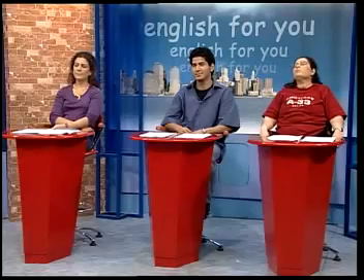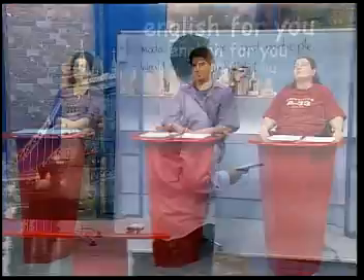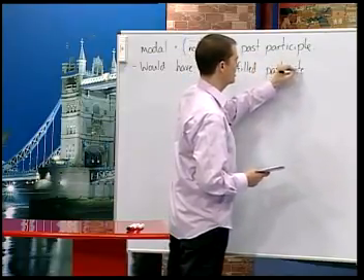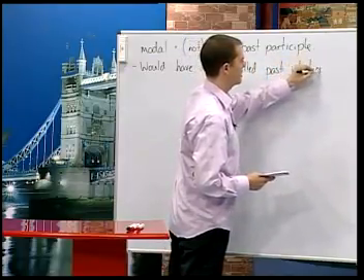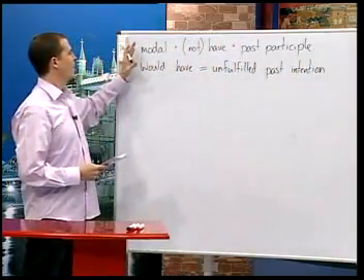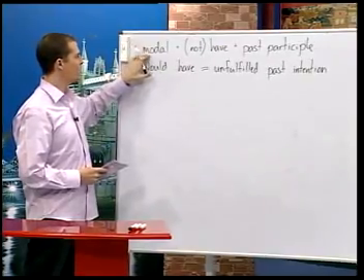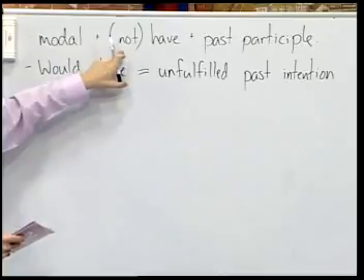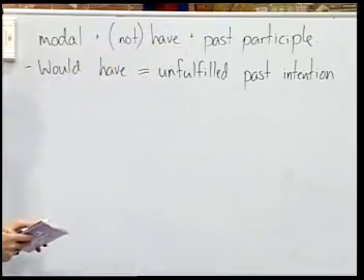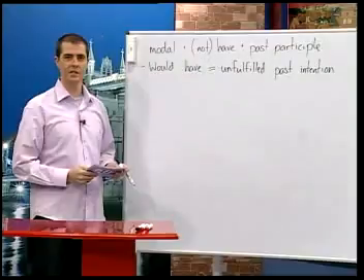Would have's unfulfilled past intention. This means you didn't do something in the past. Okay, so we form this, remember, the modal in the past, modal plus not, if it's negative, have, past participle. So here we have would have for unfulfilled past intention.